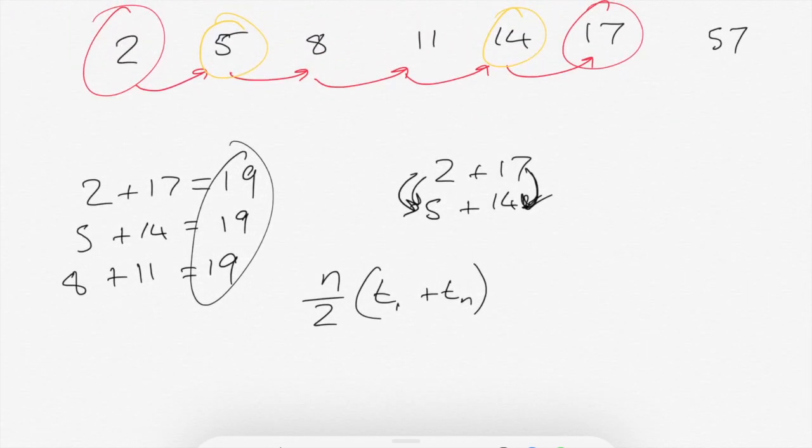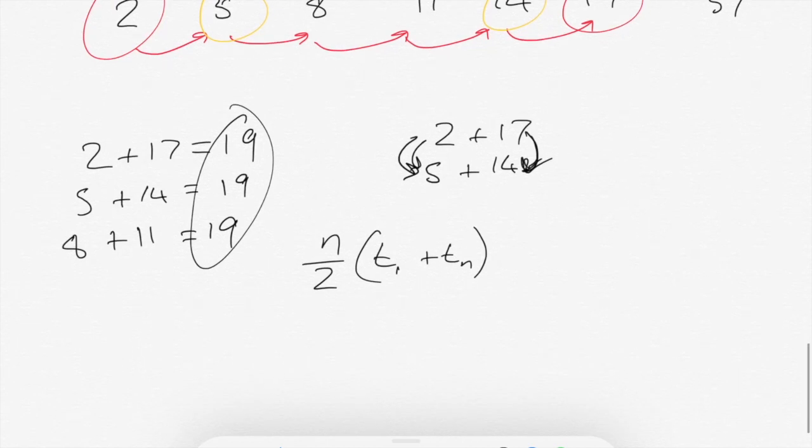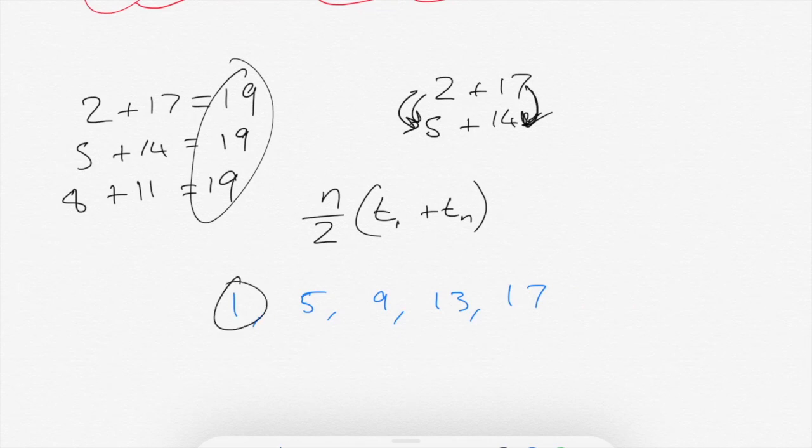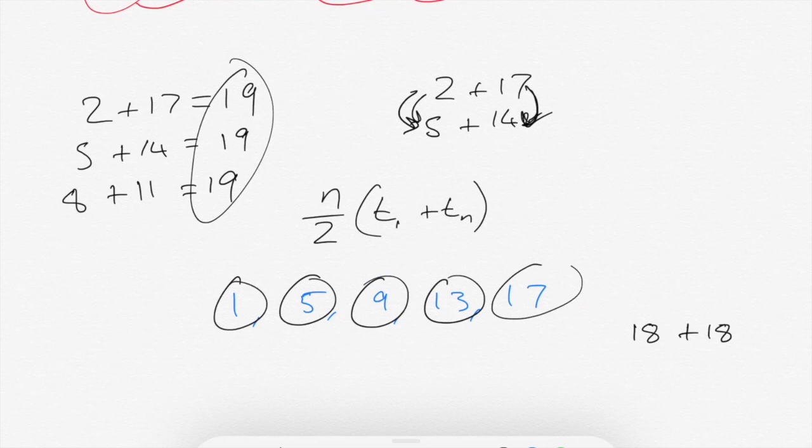Let's look at a different arithmetic progression and give you an example. Let's have 1, 5, going up in 4s, so 9, and 13, and 17. It's clear that 1 and 17 make 18, and 5 and 13 make 18. So we've got 18 plus 18 plus, well, this one doesn't have a pair, but by definition it must be half of whatever our total was.